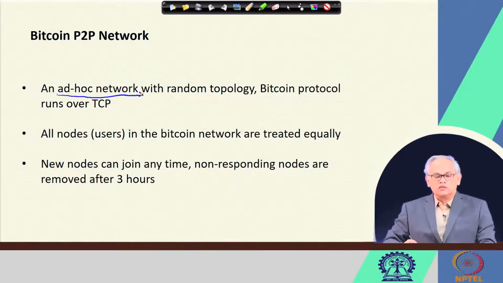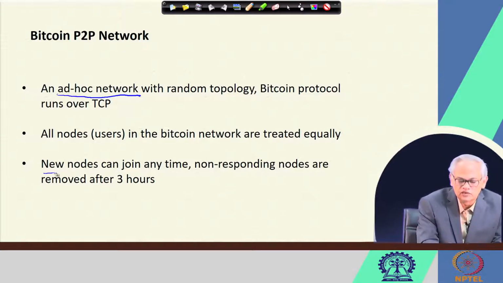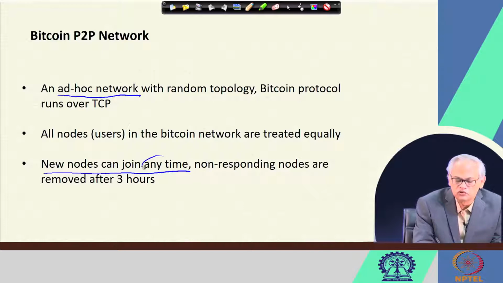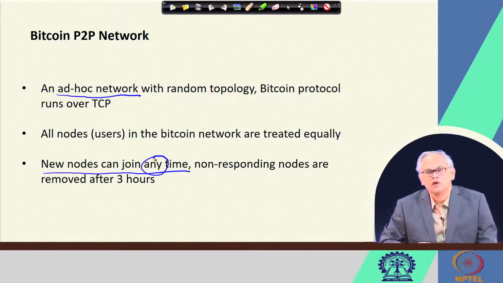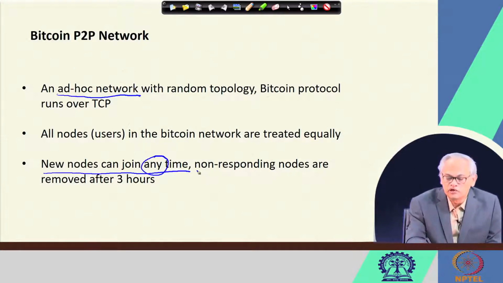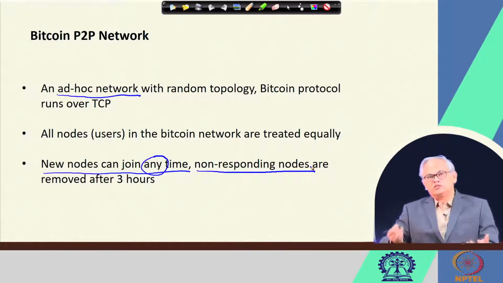So, new nodes can join any time. As I said, any node can participate in the network at any point of time. So, this is very important, that new nodes can join any time. So, there is no fixed time that only this is the window in which you can join, and the nodes that are not responding, they are removed after some time. So, there are no such spurious nodes which are not responding to the entire network. So, these are removed after a period of inactivity which is typically 3 hours.